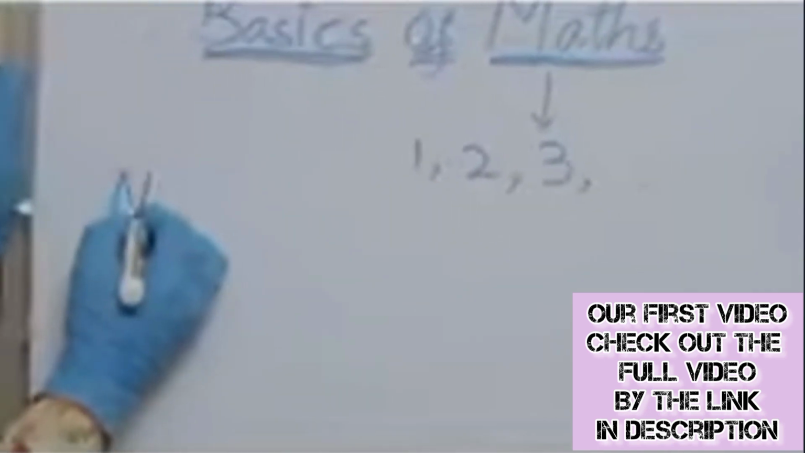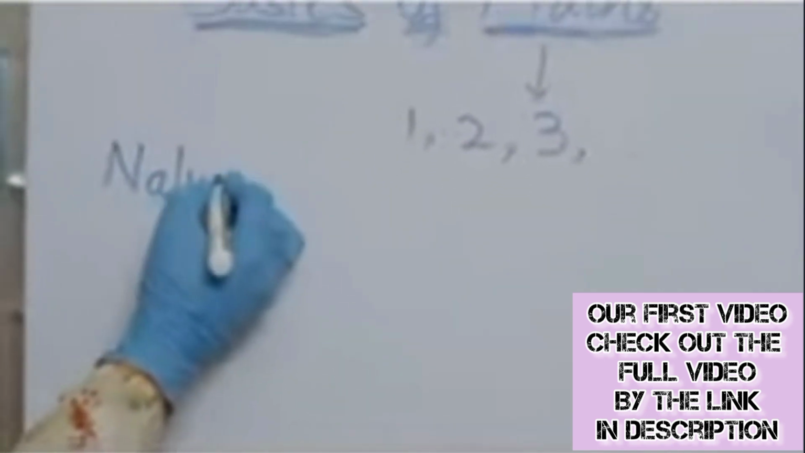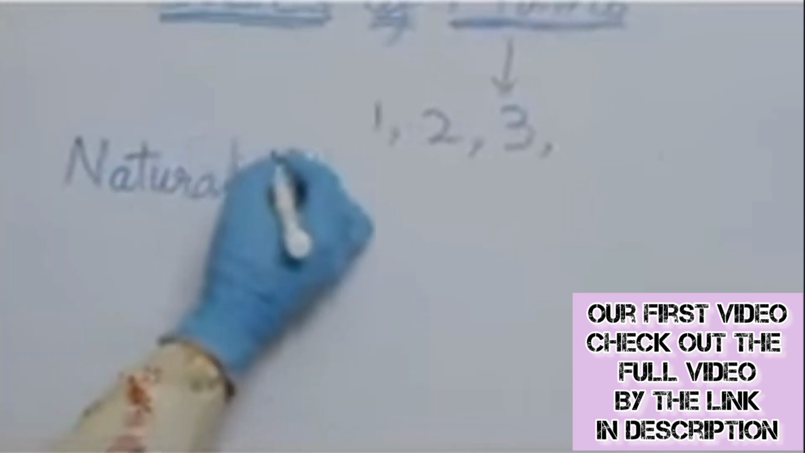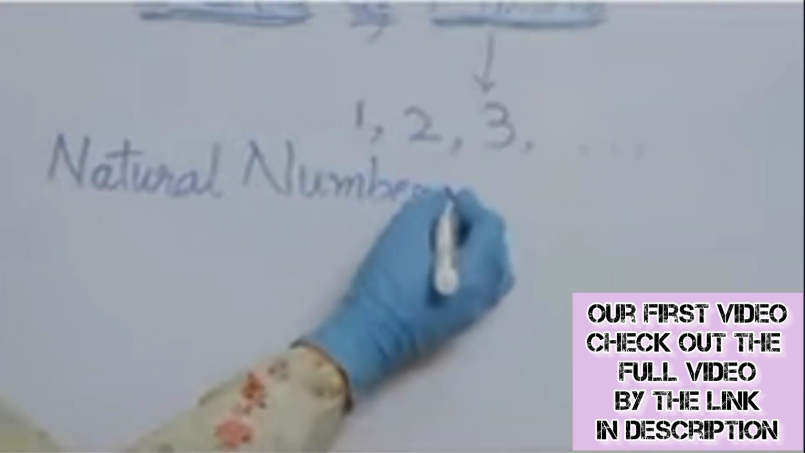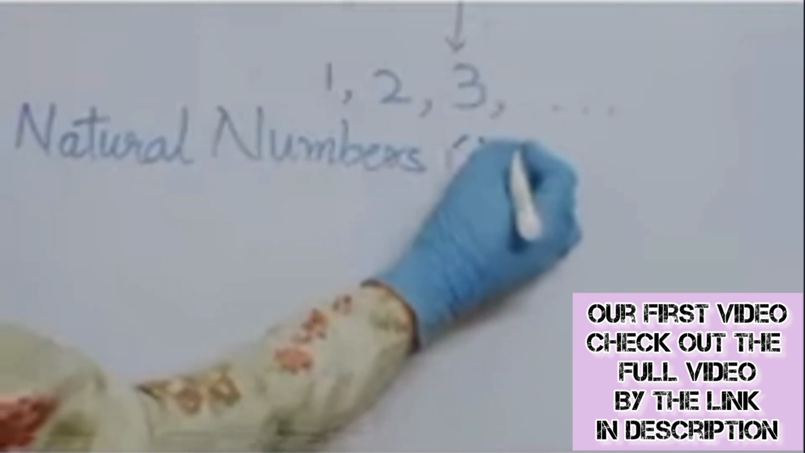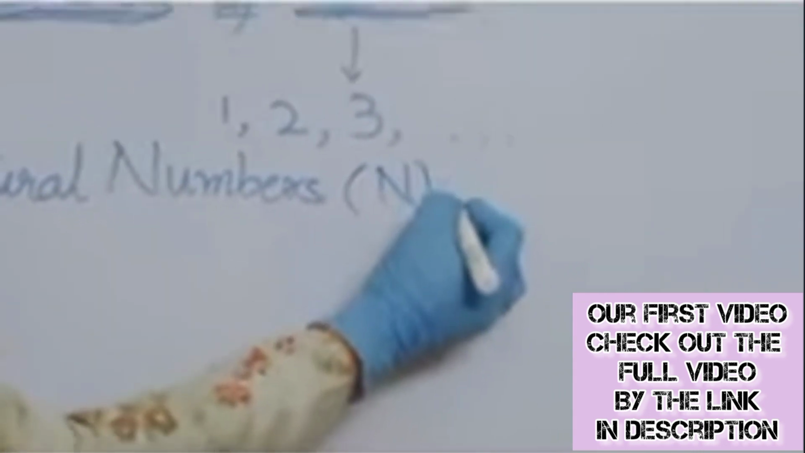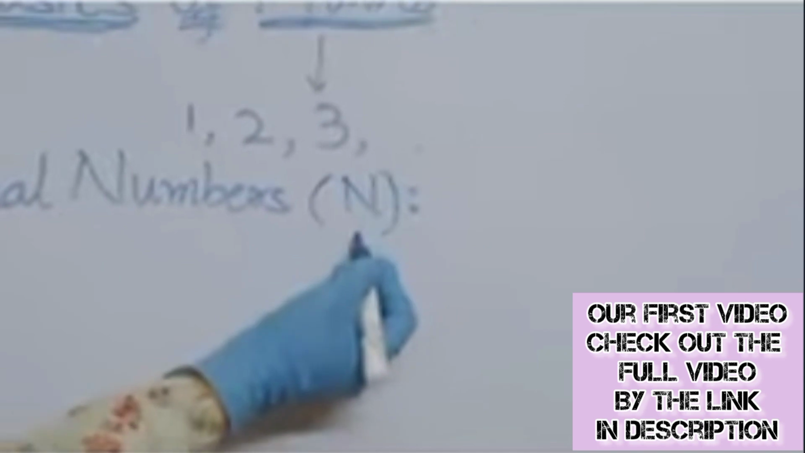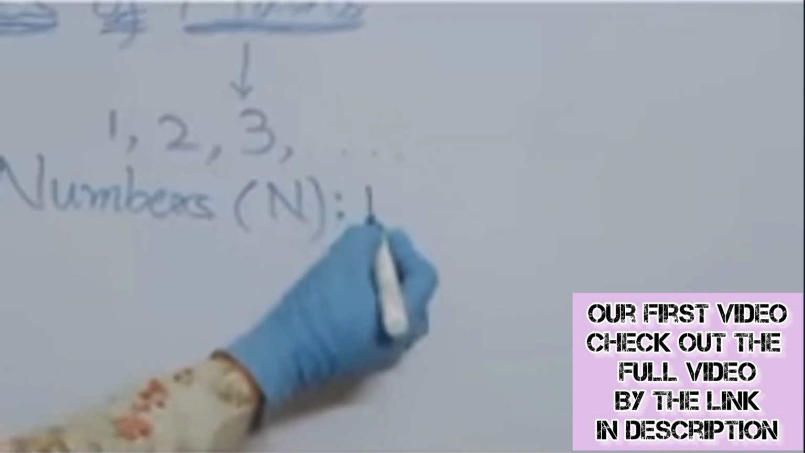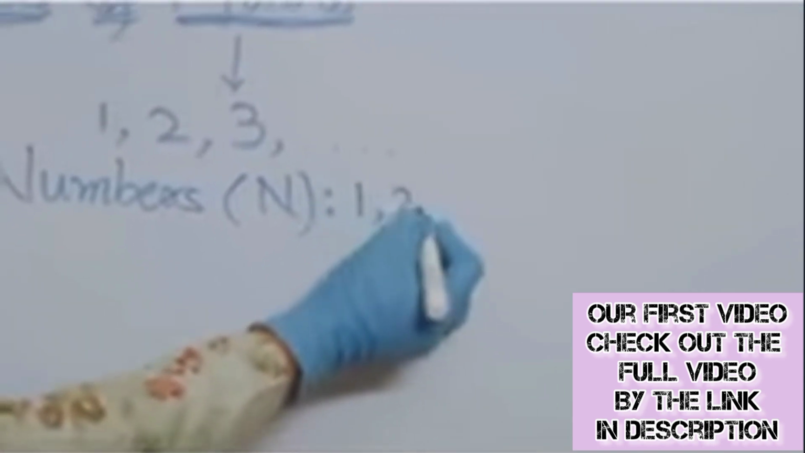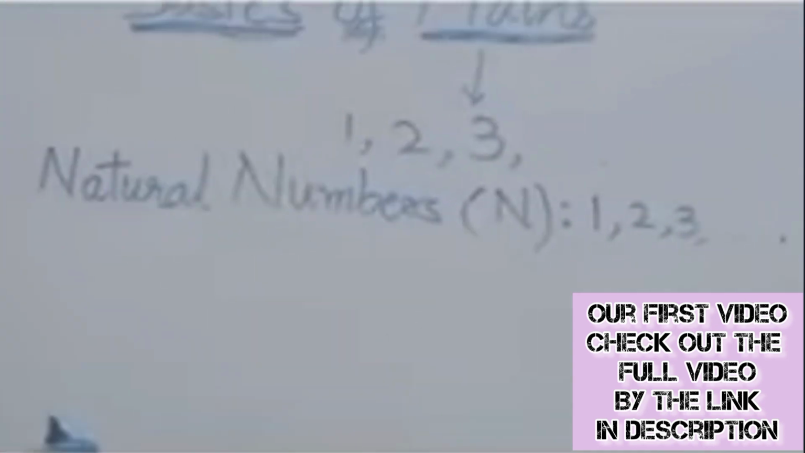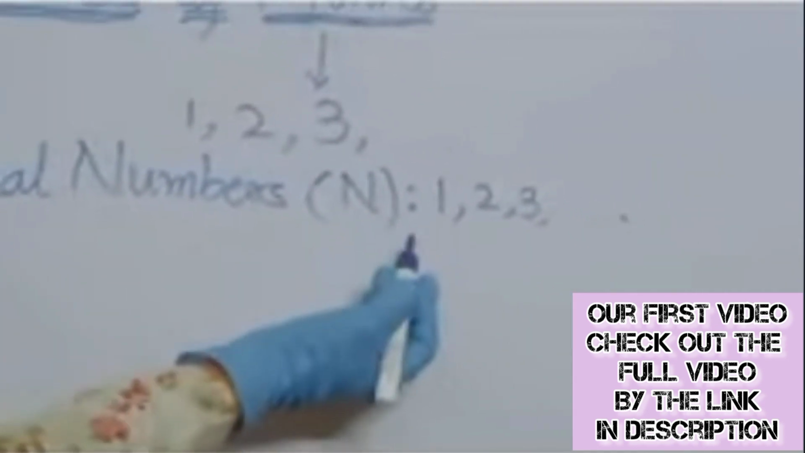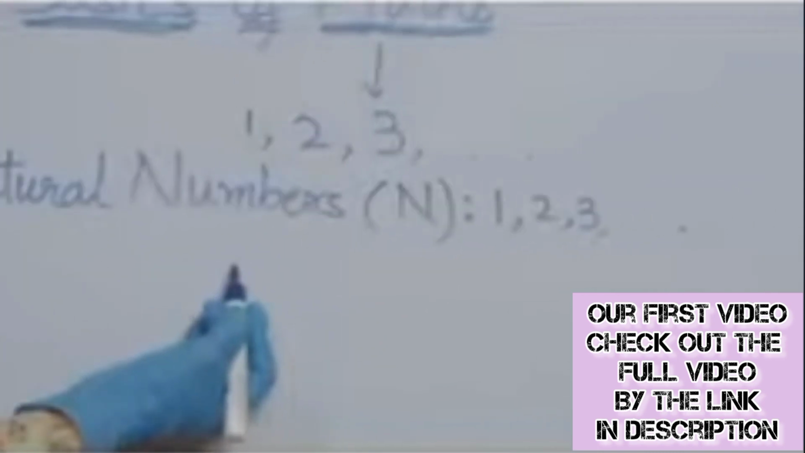These numbers are known as natural numbers, which are denoted by N. So natural numbers are numbers denoted by N, and the numbers are 1, 2, 3 and so on. This set of numbers is known as natural numbers.